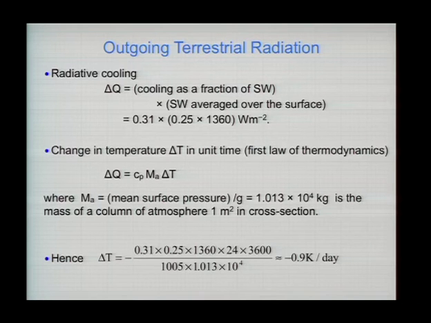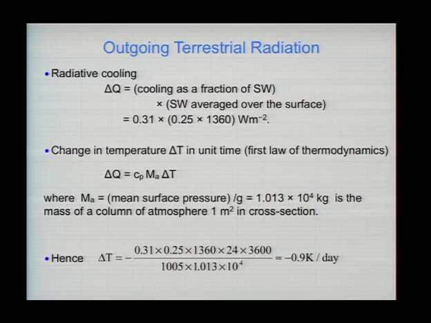So that is how much heating there is per unit area per unit time. Now, if you heat the atmosphere by this amount, or rather cool the atmosphere by this amount, then we change the temperature by a certain amount. And that relationship between the heating and the temperature comes from the first law. The first law: delta Q, the heating, equals the specific heat at constant pressure times the mass of that column times the change in the temperature. That's the first law.